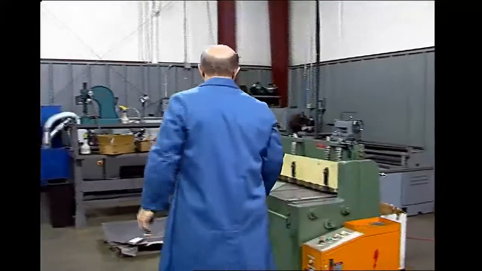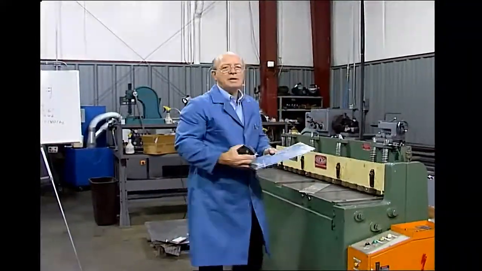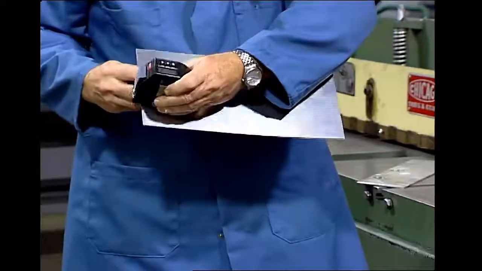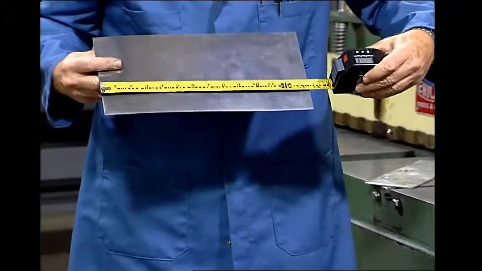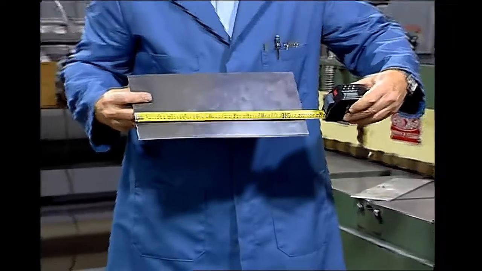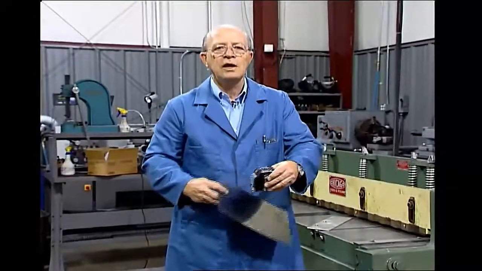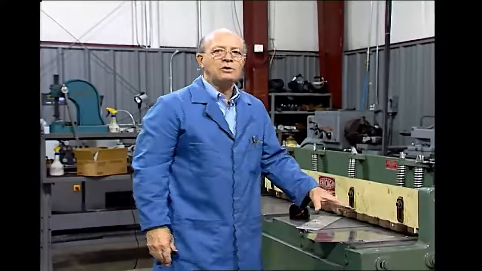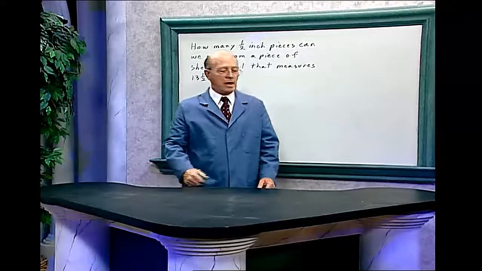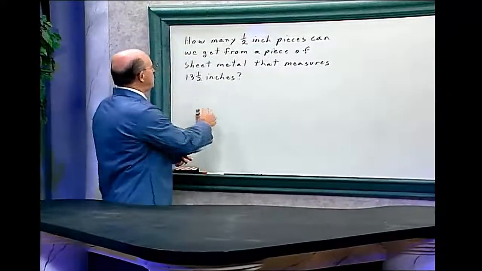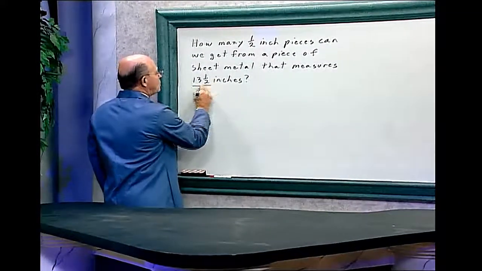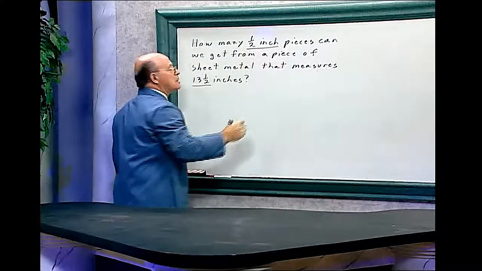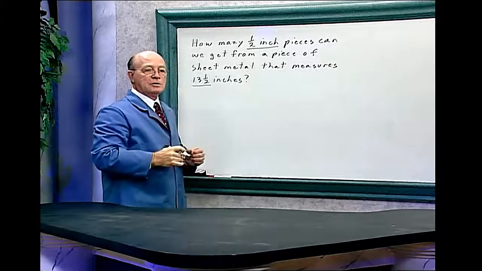Now say the foreman gave you this piece of sheet metal. This is stainless steel. And this sheet metal measures 13.5 inches. And he wants you to cut it into 1/2-inch pieces. How many 1/2-inch pieces can you get out of this piece of sheet metal? Let's do the math. The piece of sheet metal measured 13.5 inches, and we're cutting off 1/2-inch slices off that piece of sheet metal.